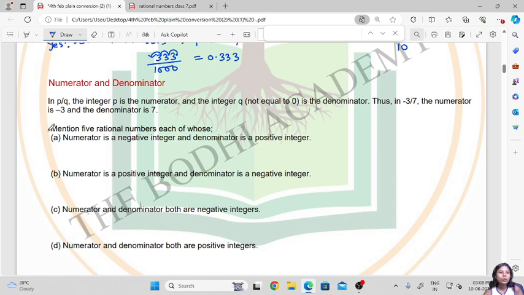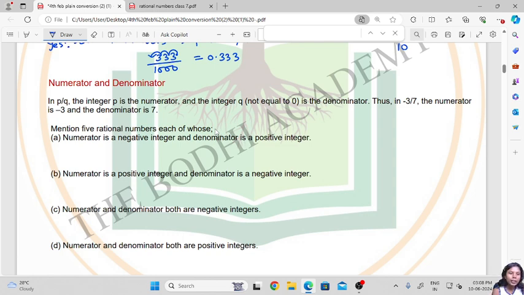Now let's write 5 rational numbers for each of the given conditions. The first one says the numerator is a negative integer and the denominator is a positive integer. So we have to write 5 rational numbers whose numerators are negative and denominators are positive integers.